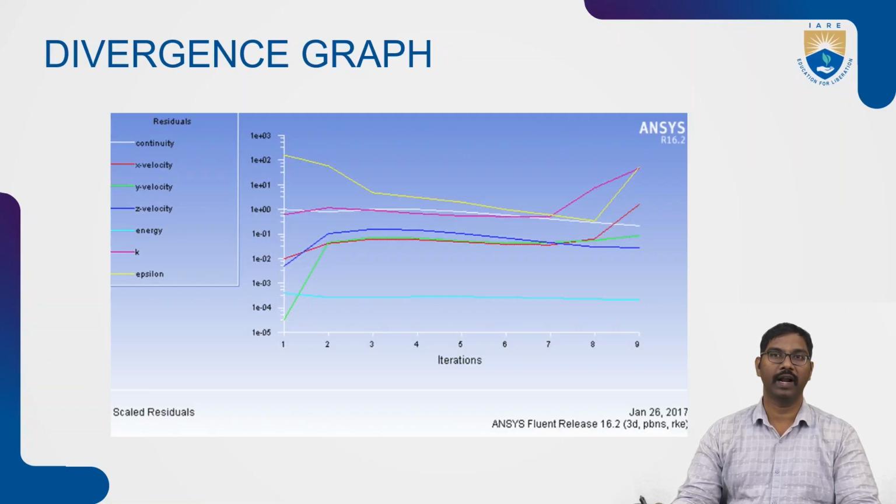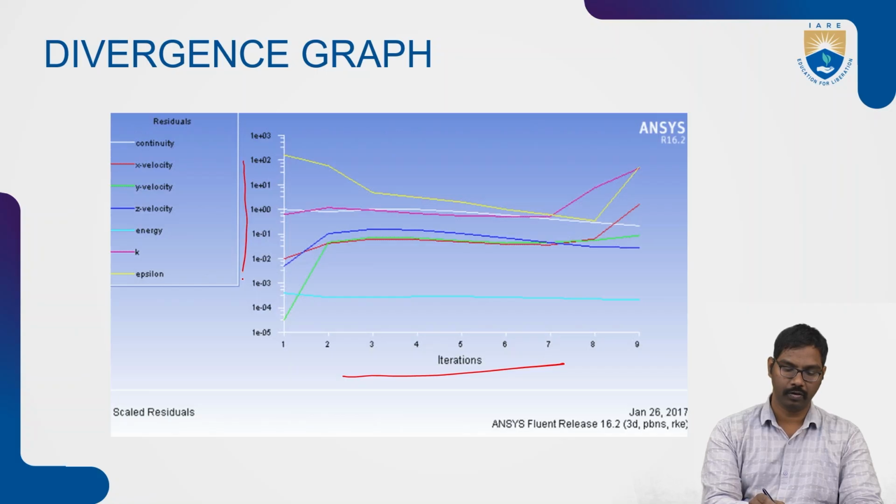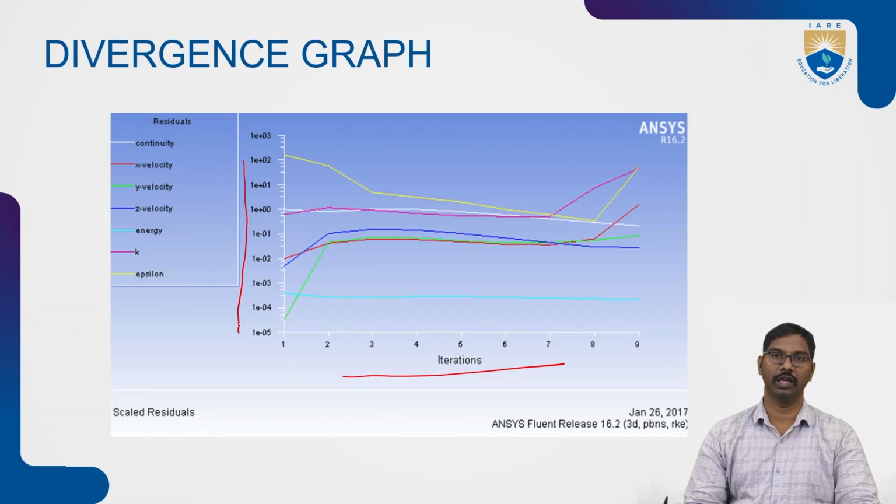Here is a simple graph from ANSYS Fluent. These are the different equations that are solved: X momentum, that is X velocity, Y momentum, Z momentum, the continuity equation, the energy equation, and the turbulence characteristics with K and epsilon. The X-axis shows the number of iterations, and the y-axis shows the residuals for each governing equation.